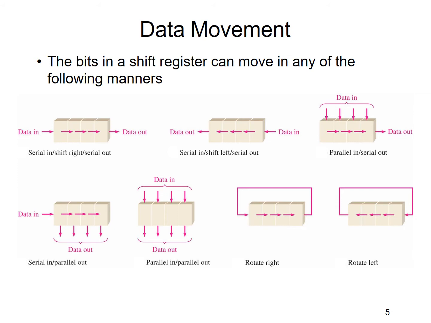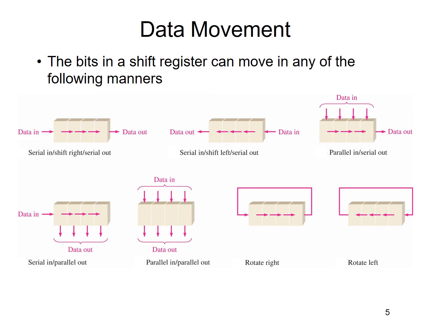Here the data is entered parallelly and then retrieved serially. So this is parallel input, serial output. Here we have a serial input register wherein the data can be retrieved in parallel. The last one, data is entered in parallel and taken out parallelly.